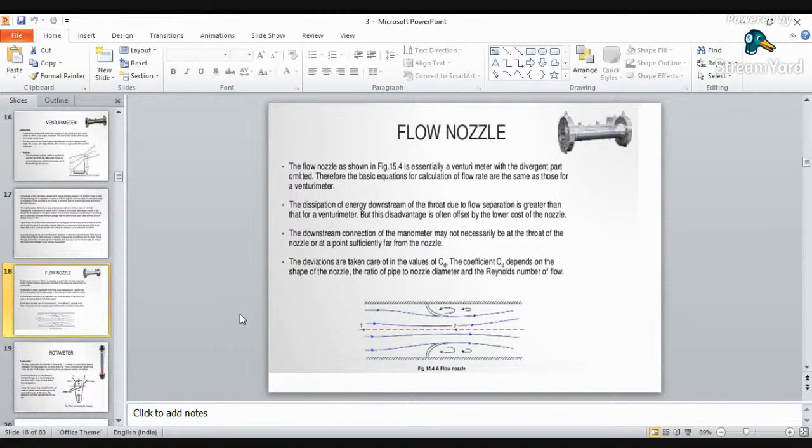Then there is one more equipment, that is your pitot tube. It is a device to measure the fluid flow velocity at any point in a pipe or channel. Again, it is the simplest form of device to calculate the velocity. The velocity calculation is done by measuring the stagnation point and then applying, again, Bernoulli's theorem.